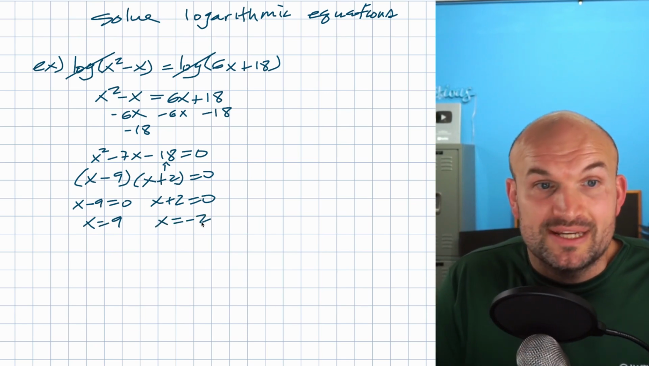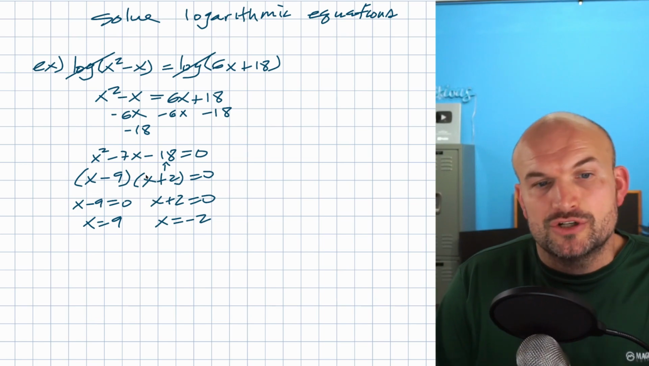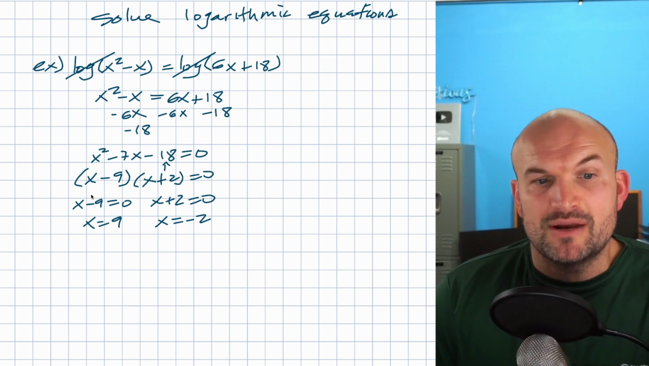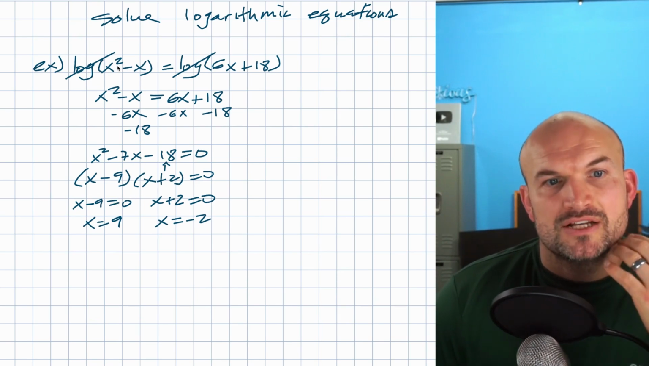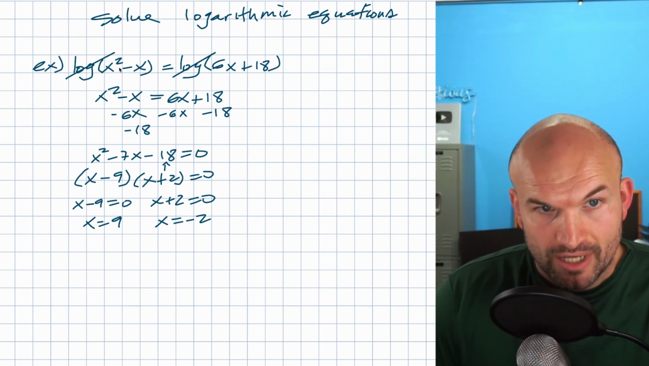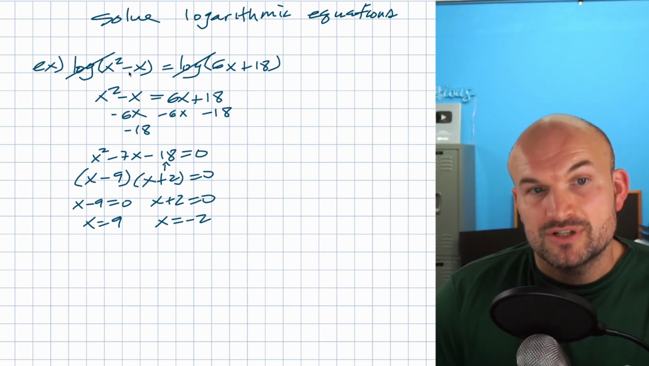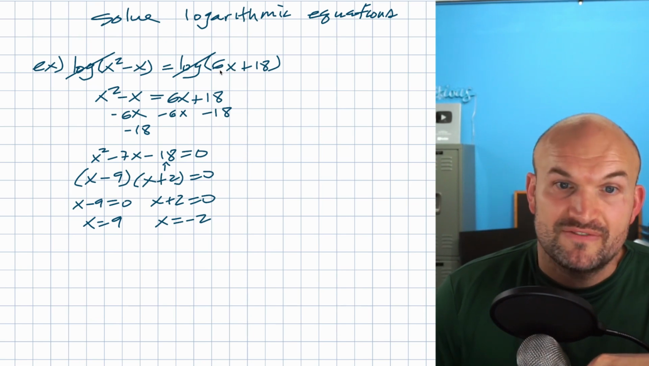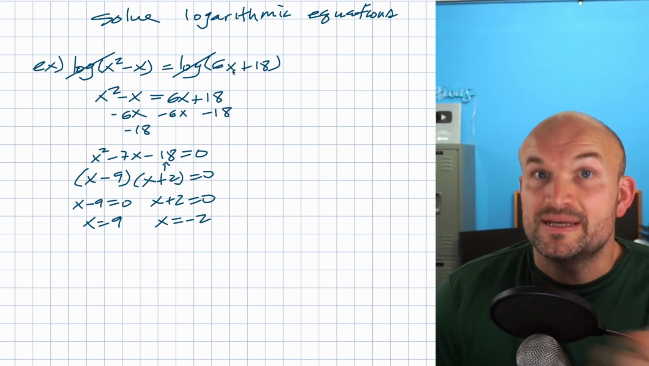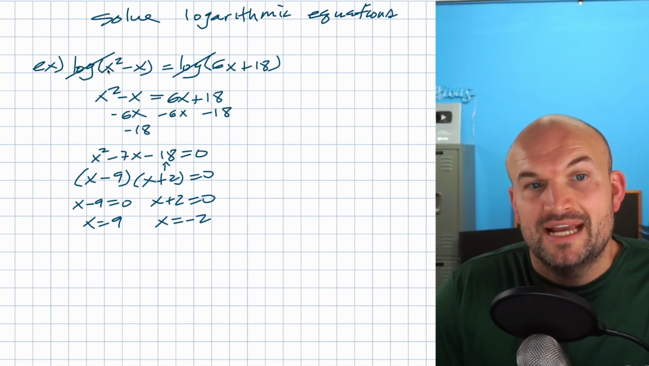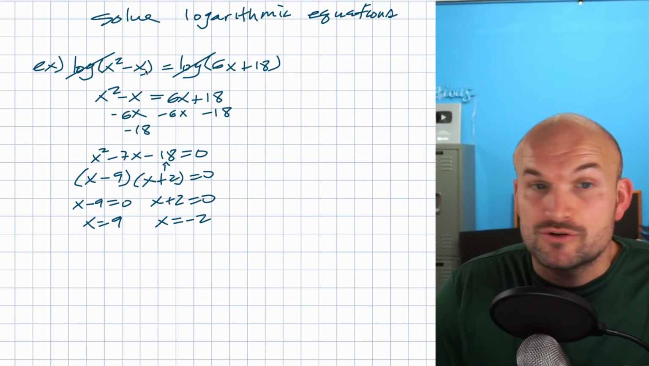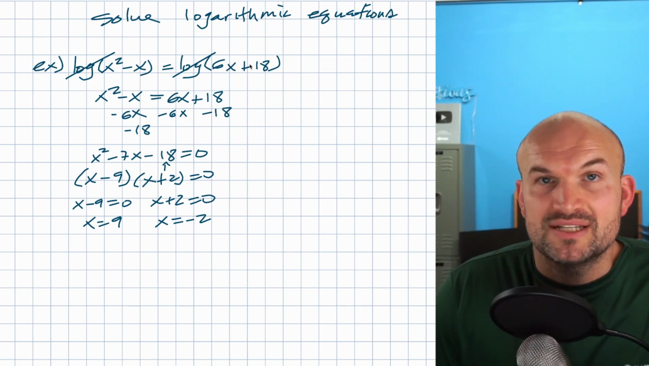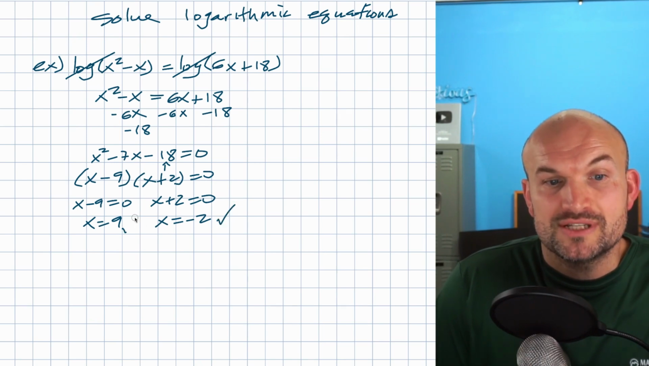Now again, remember what I said. We have to make sure we're plugging these back in to make sure that these are going to work. So basically, since the log is equal to a log, we just want to make sure the arguments are going to work on both sides. So this would be 9 squared, which would be 81, minus another 9, which is going to be 72. So we want to make sure this is going to give us 72. 9 times 6 is 54, plus 18, which again is going to be 72. What about negative 2? Negative 2 squared is 4, minus a negative 2 is going to be 6. That works. Negative 2 times 6 is going to be negative 12, plus 18 is 6. So both of these solutions are going to work.